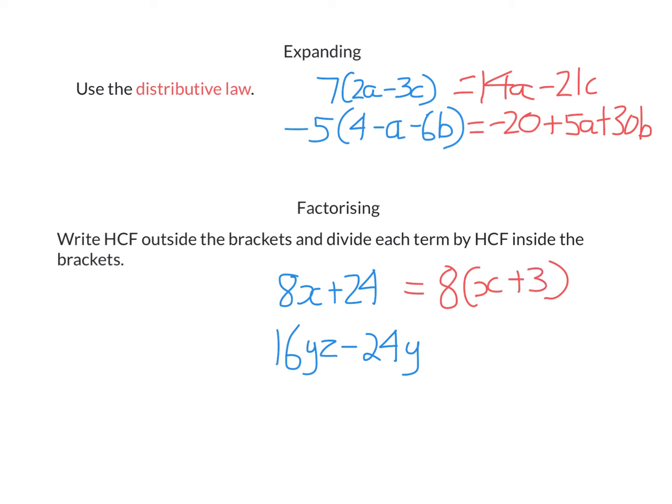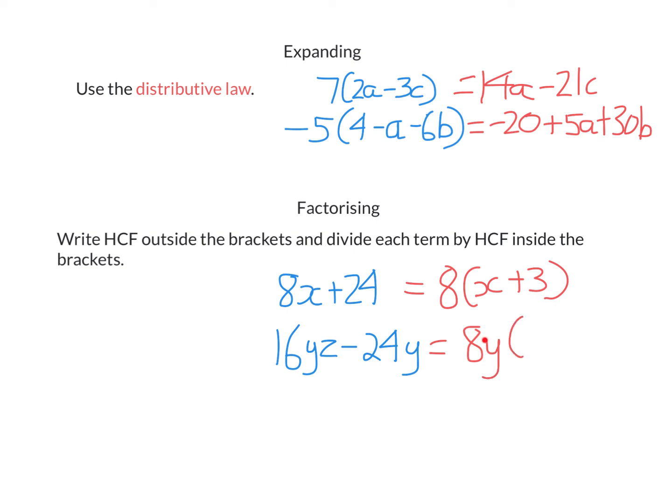If you were to expand this, as we did above, you would get what you started with. So sometimes the highest common factor also has a letter. So for 16 and 24, 8 is the highest number that goes into both of them. But this term and this term also have a y in common. So we write the y at the start.